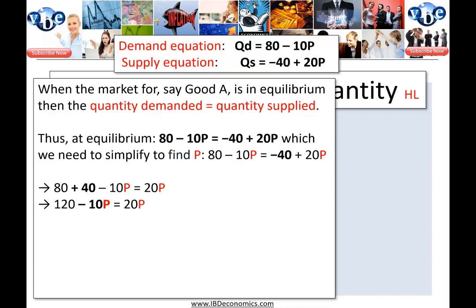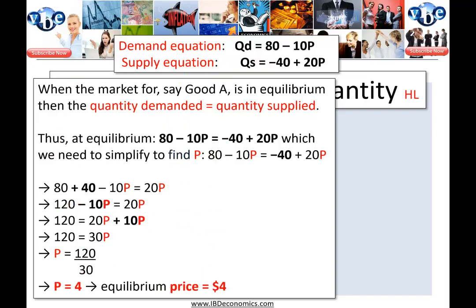Now we'll focus on the 10p. We've got 20p, and by taking that minus 10p over to the other side of the equal sign, we get plus 10p. So 20p plus 10p must give us 30p. 120 equals 30p, and then we're just dividing 120 by 30, and we have found our price. Price is equal to $4, and that is the equilibrium price in the market.